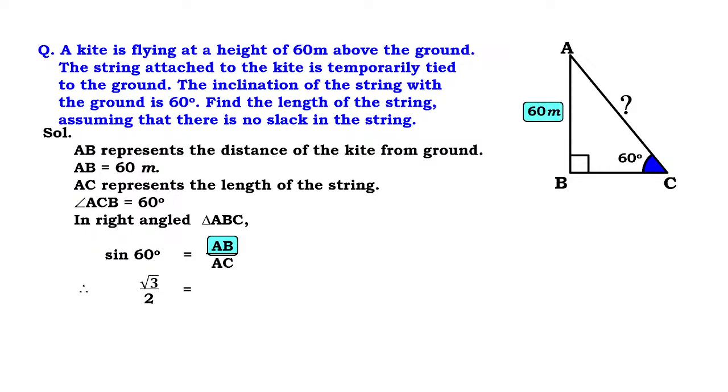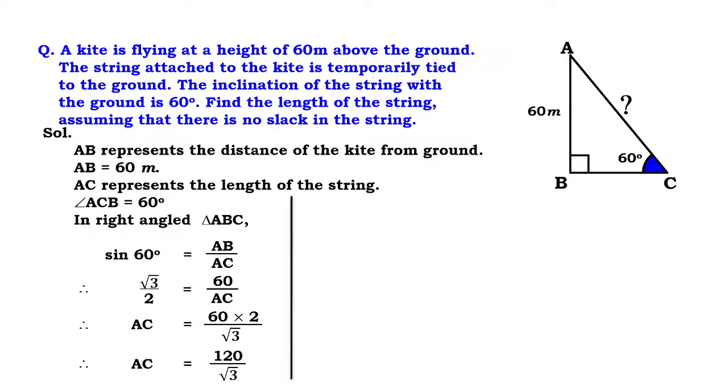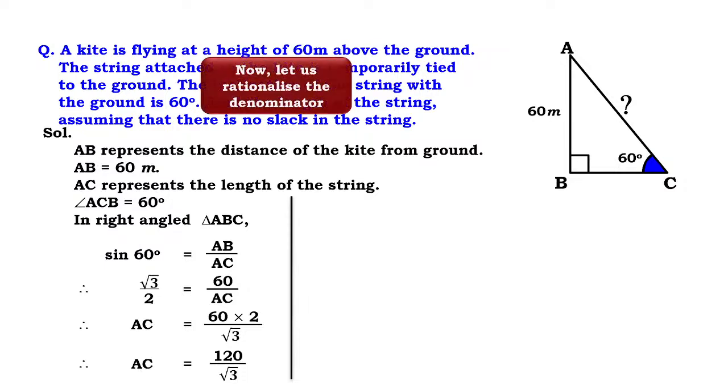Okay, so root 3 by 2, AB I have got as 60 here, and then finally you will write AC. So cross multiply, you get the answer how much? 120 by root 3. But this is not the final answer. Always remember, root 3 should never come in the denominator. Root 3, root 2, root 5, root 7, it should never come in the denominator. It should go to the numerator.